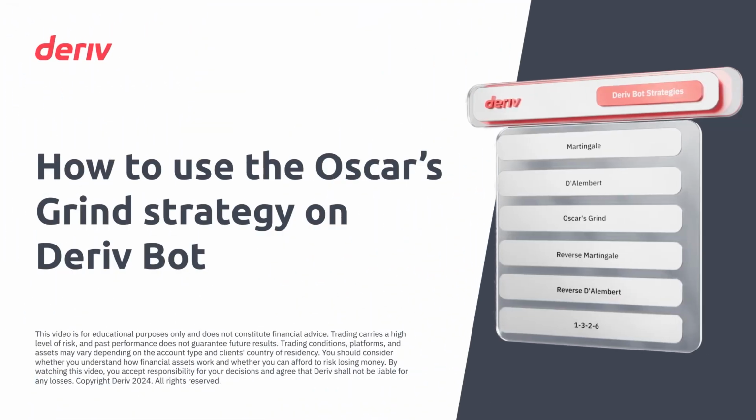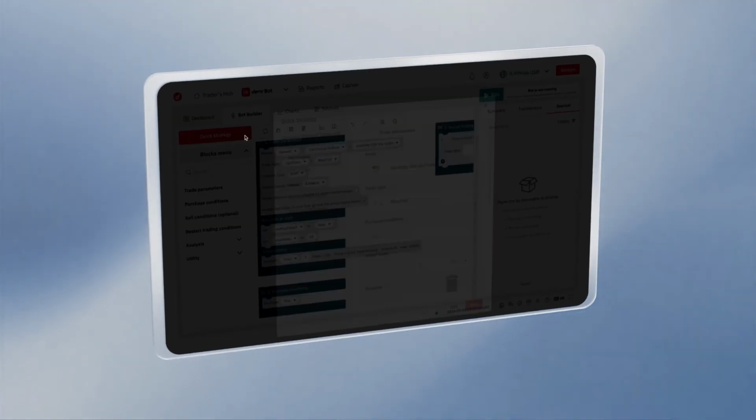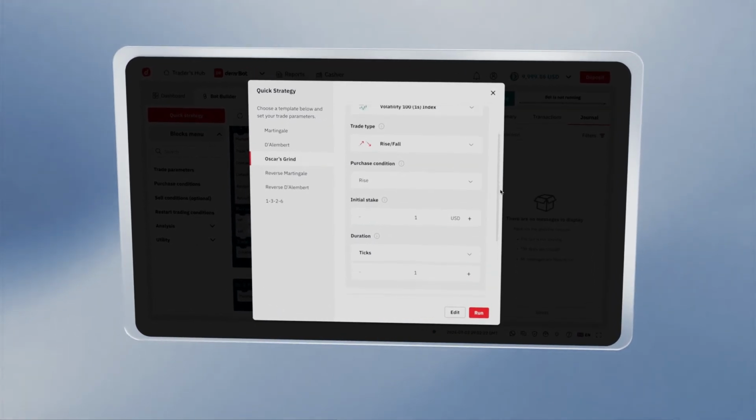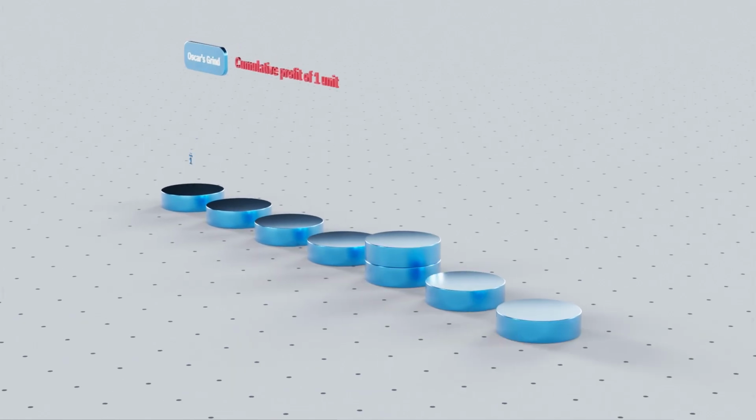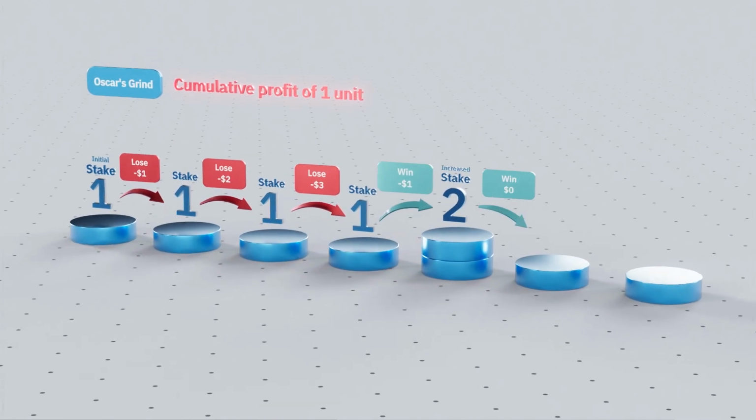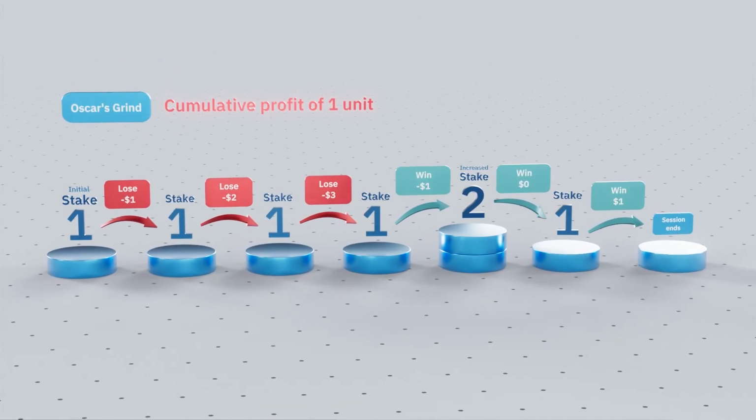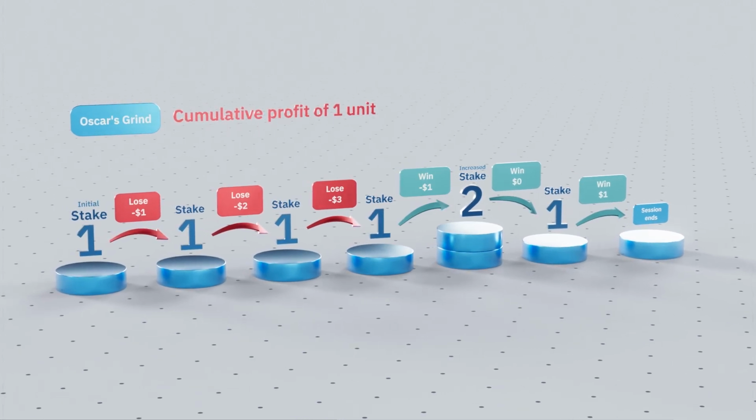Introducing the Oscars grind strategy. One of Deriv Bot's preset strategies is designed to help you navigate the markets with ease. This strategy aims to achieve a cumulative profit of 1 unit in each session, regardless of the number of trades. Here is how it works.